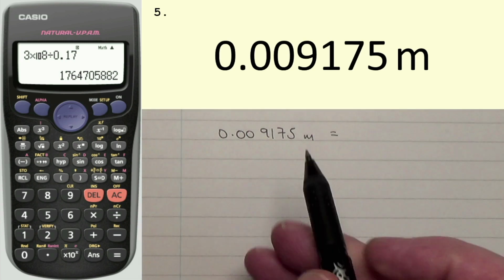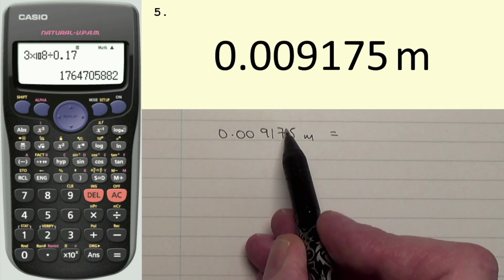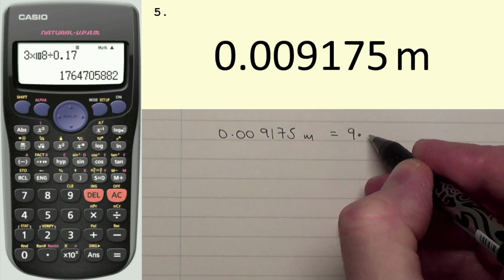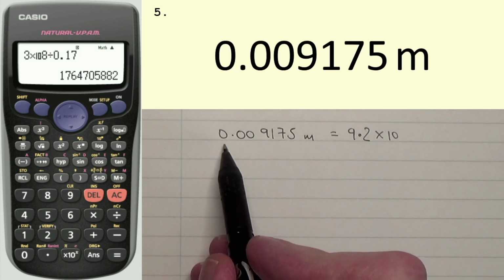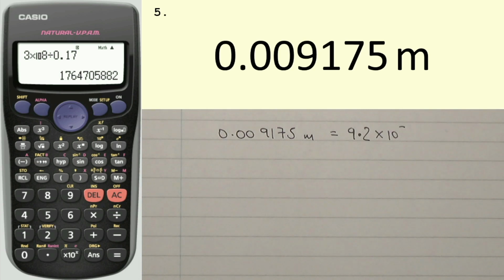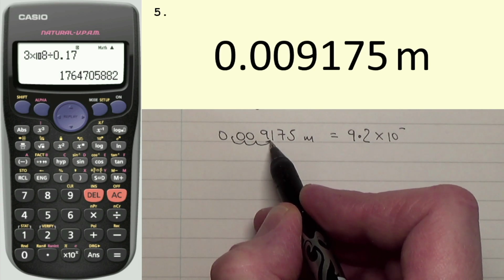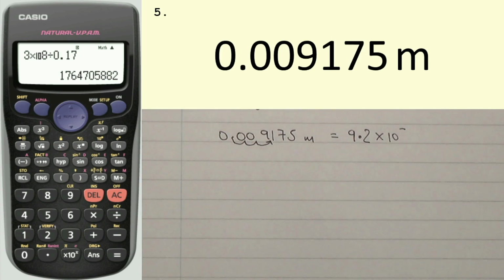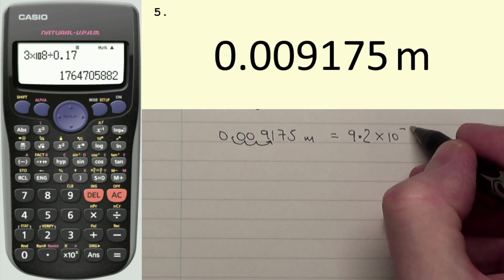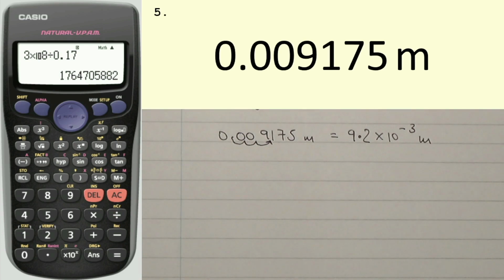Now, the first 3 figures which are non-zero are 917, so this third figure is obviously 5 or greater. That means I need to round up the second figure. So this is going to be written as 9.2 times 10 to the power of, now it's a small number, obviously much less than 1, so it's times 10 to the negative something. I need to move this point 1, 2, 3 to get it between these first 2 non-zero numbers. So as I said, 1, 2, 3, that means it's 9.2 times 10 to the power of negative 3 meters.